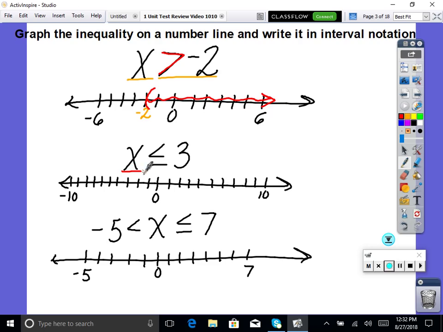Now it wants us to do any x values less than or equal to 3. So 1, 2, 3. Any value below that or equal to that. So at 3, I'm going to put a bracket, and then it's any value below that, so pointing that way.